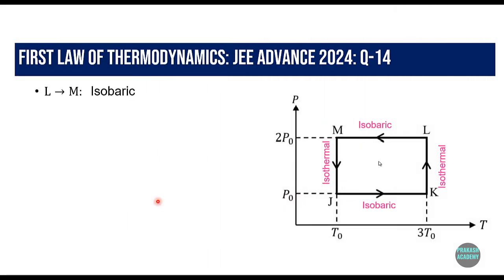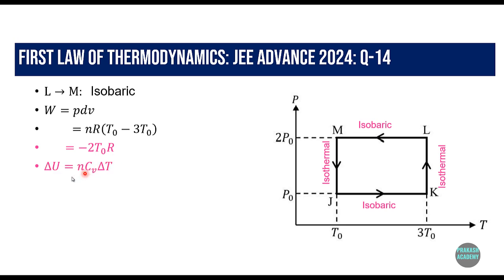The final process, that is L to M. Once again pressure is constant, so this is an isobaric process, and work done is PdV. Pressure is constant, so this becomes P times Vf minus Vi, and if I use the ideal gas equation, PV equals nRT, this can be written as nR times Tf minus Ti. Final temperature is T naught and initial temperature is 3 T naught. So this is simply minus 2 T naught R.